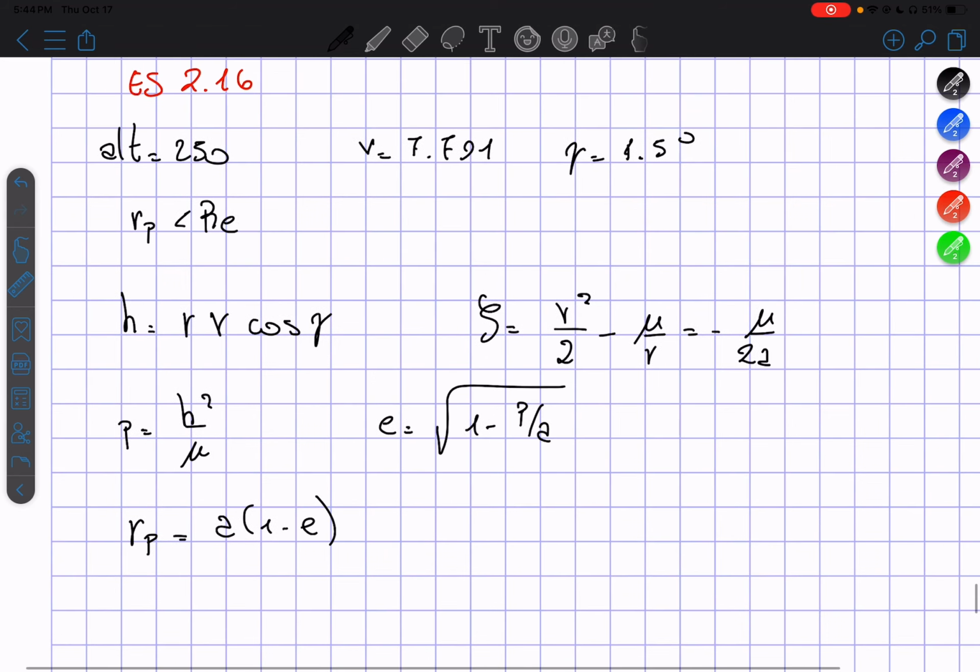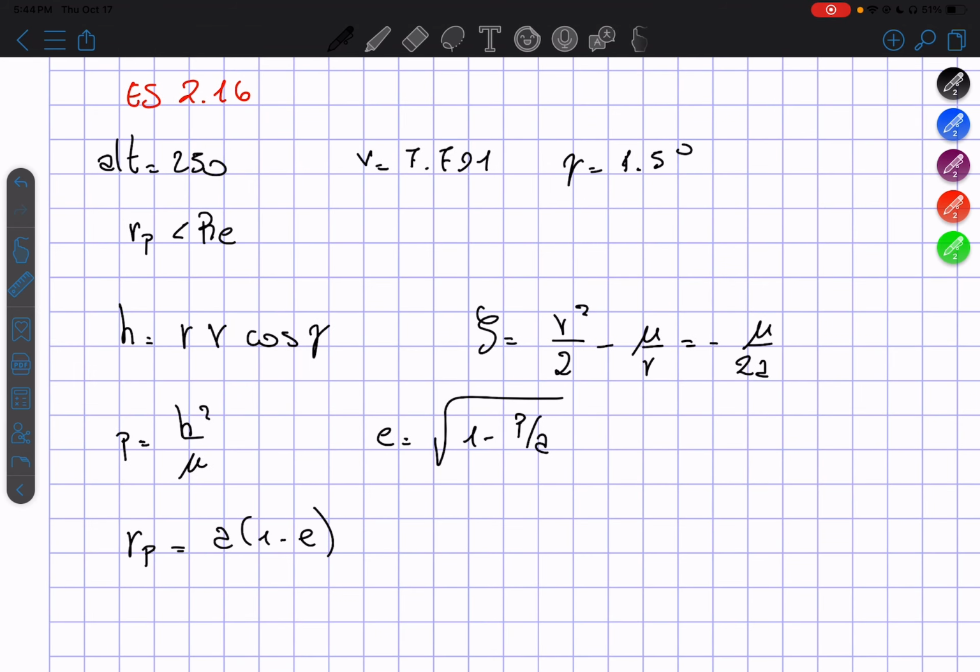So we have our altitude, which is equal to 250, the radius of the Earth is 6,378, velocity is equal to 7.791, and then we have gamma, which is equal to 4.5 degrees. So now h is going to be equal to the radius of the Earth plus the altitude, times the velocity, times the cosine of gamma. Then now that I have h, I can find p, because it's going to be equal to h squared divided by mu.